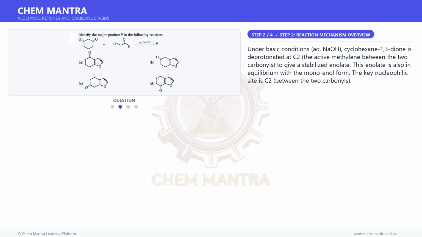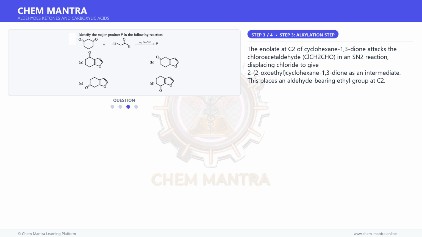Under basic conditions, NaOH, cyclohexane-1,3-dione is deprotonated at C2, the active methylene between the two carbonyls, to give a stabilized enolate. This enolate is also in equilibrium with the monoenol form. The key nucleophilic site is C2 between the two carbonyls. Moving on to the next step.